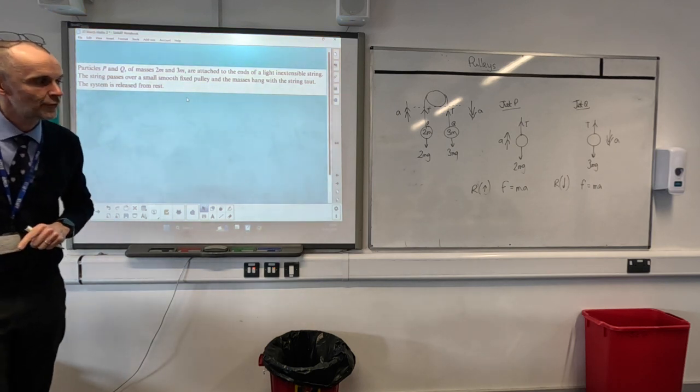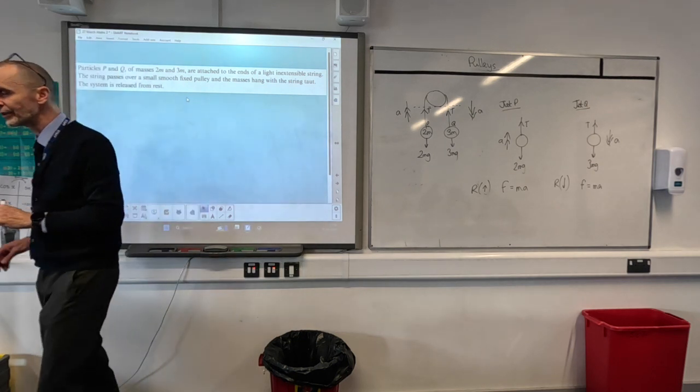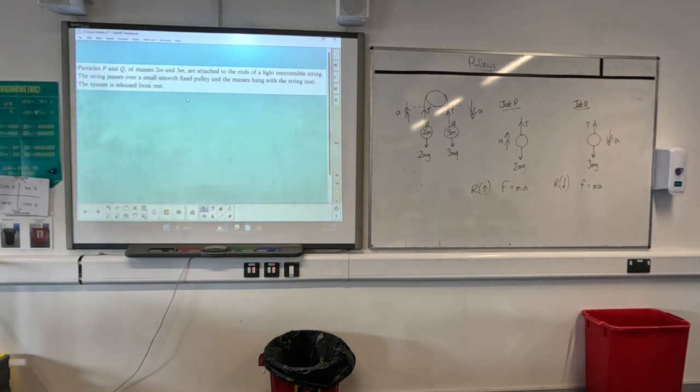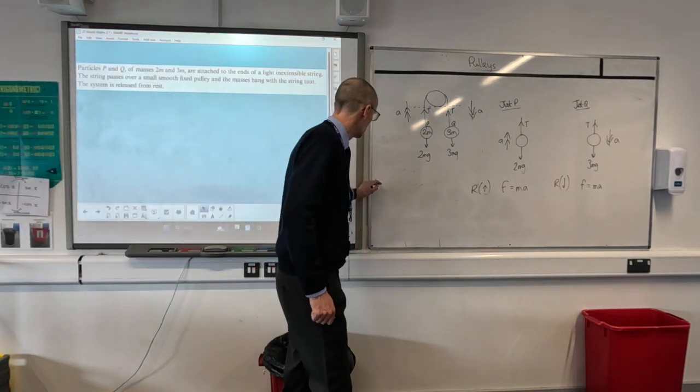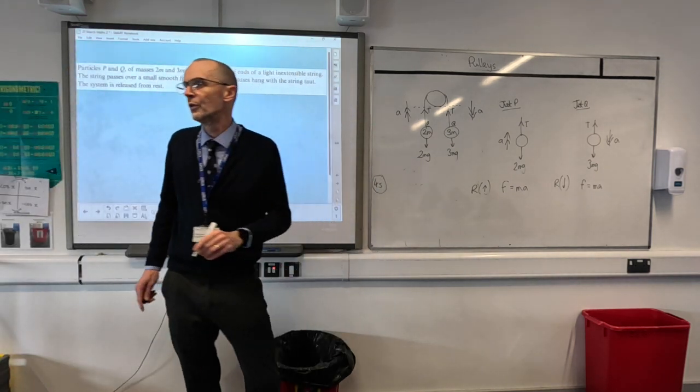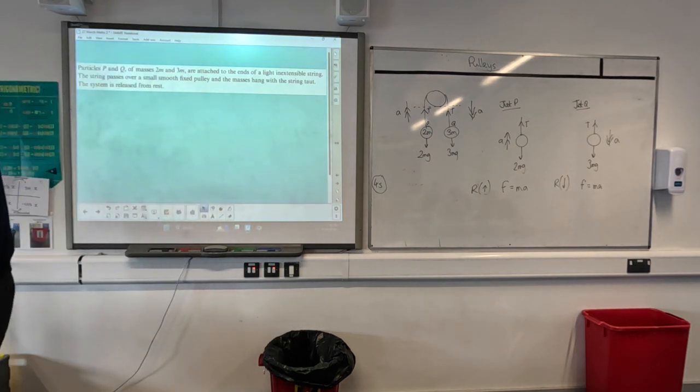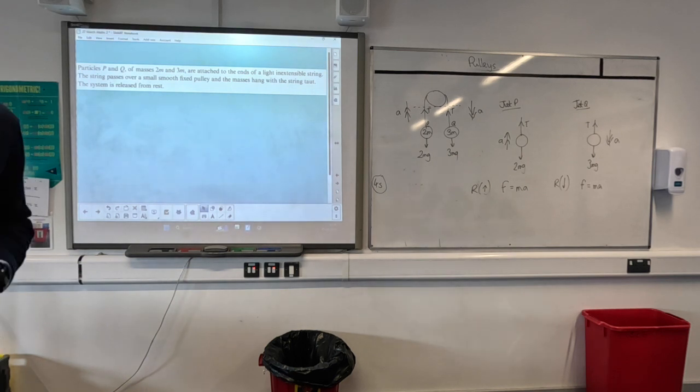So see if you can get somewhere with working out the value of T and A. And for those who are quick with that, let me add an extra question. I want to know, assuming that the P doesn't reach the pulley, I'd like to know how far both of the weights travel in the first 4 seconds. Okay, so that's your additional question for those that move a bit quicker.